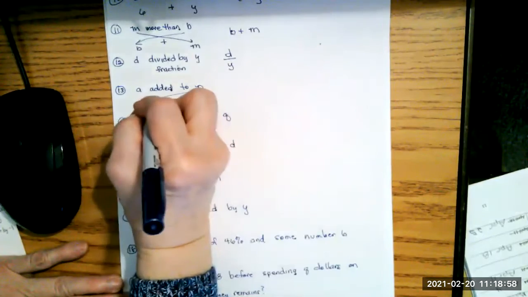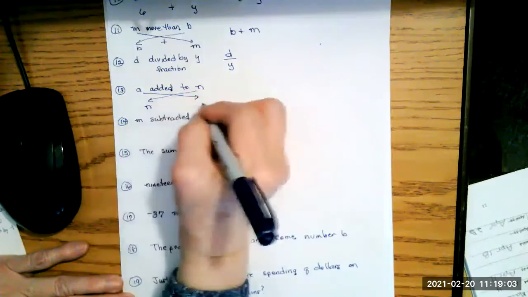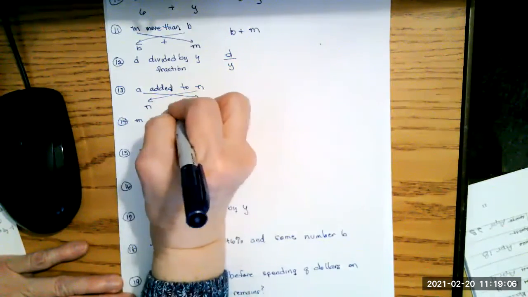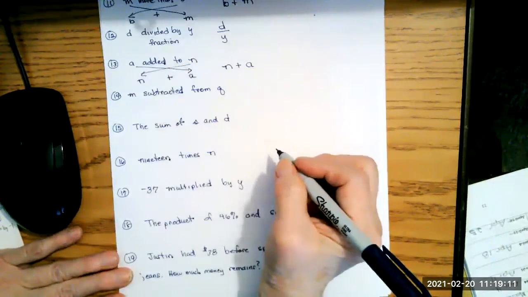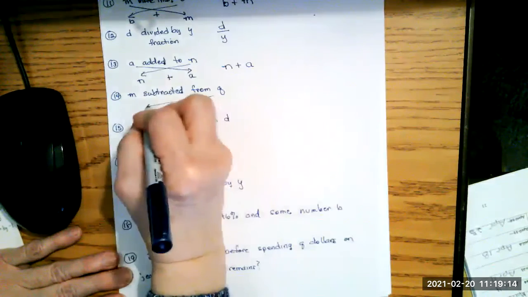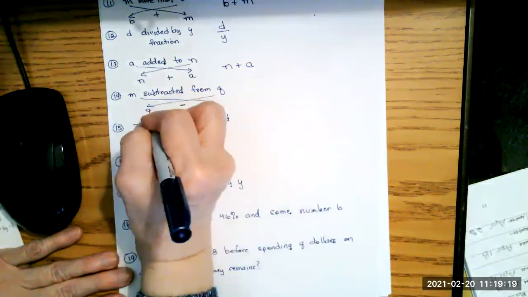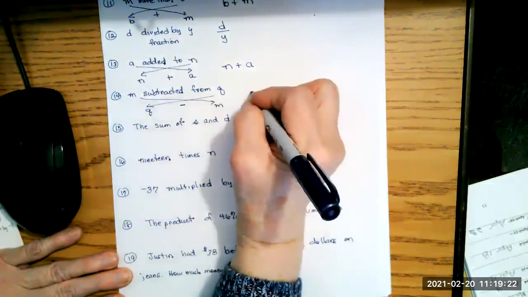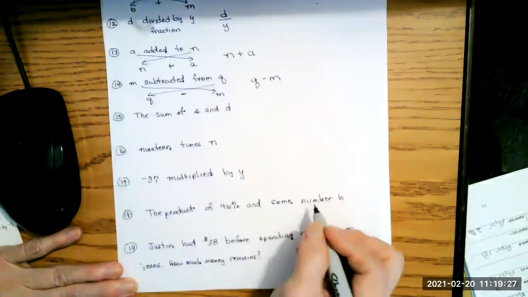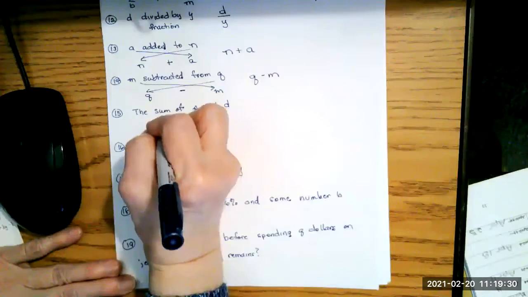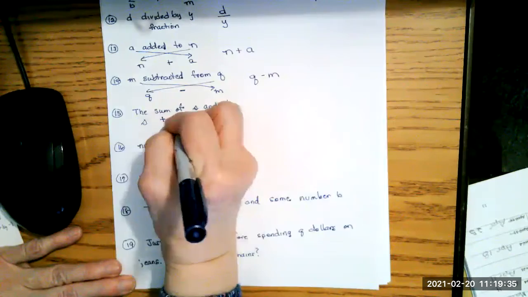Added to is on your list of reversals. So added to means plus, but the n comes over here and the a goes over there and your plus is in between. So you have n plus a. Subtracted from is also a reversal. Subtracted from means minus, but the q comes in front and the m at the end. So you have q minus m. The sum of s and d, sum means to add, of s and d, so you have s plus d.